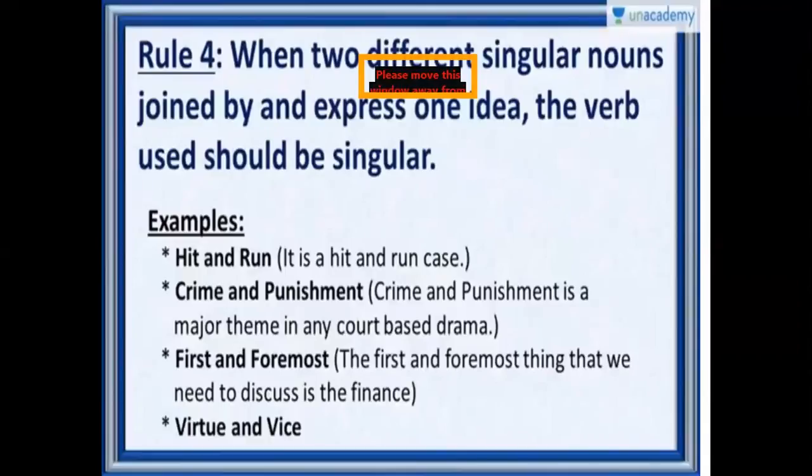Okay, crime and punishment. Now look here about the rule. When two different singular nouns are joined by "and" and express only one idea, the best example is food. When you go to a hotel, the first thing you order is idli and sambar. Ma'am, you said in the earlier rule, when two nouns are combined by "and", you have to write a plural verb. "Idli and sambar are my favorite breakfast" or "idli and sambar is my favorite breakfast". Can you tell me what is correct?